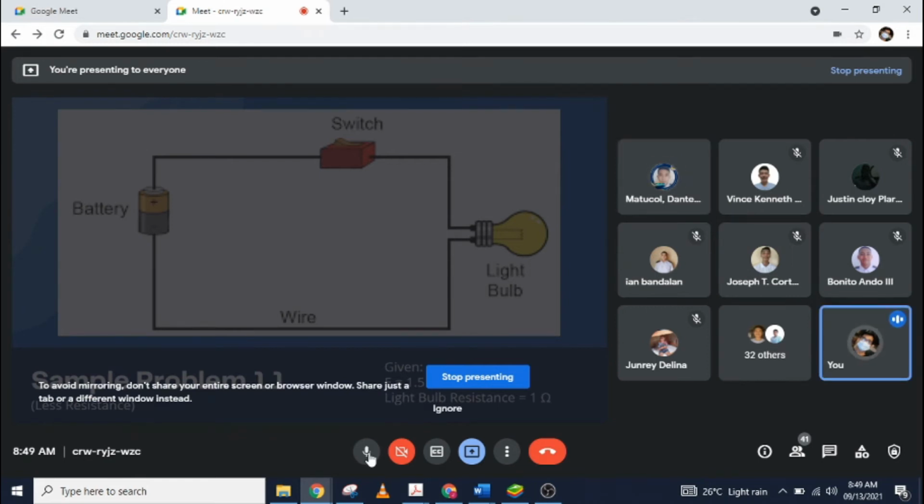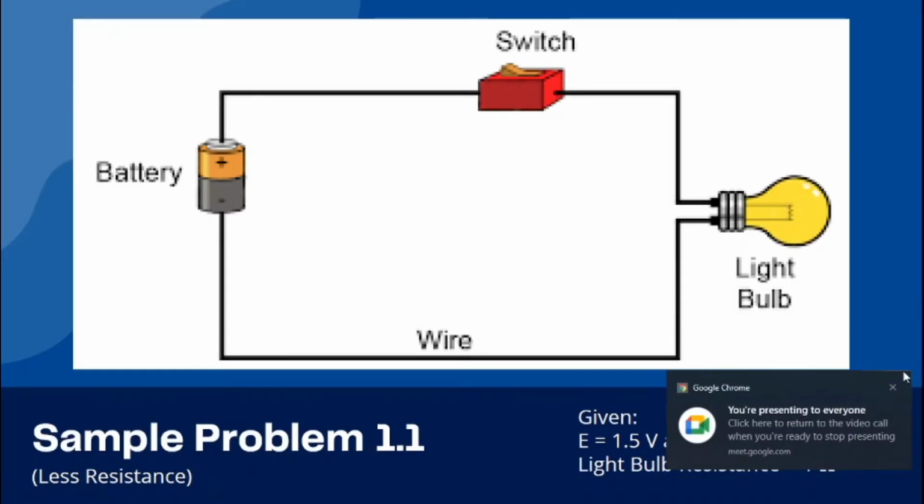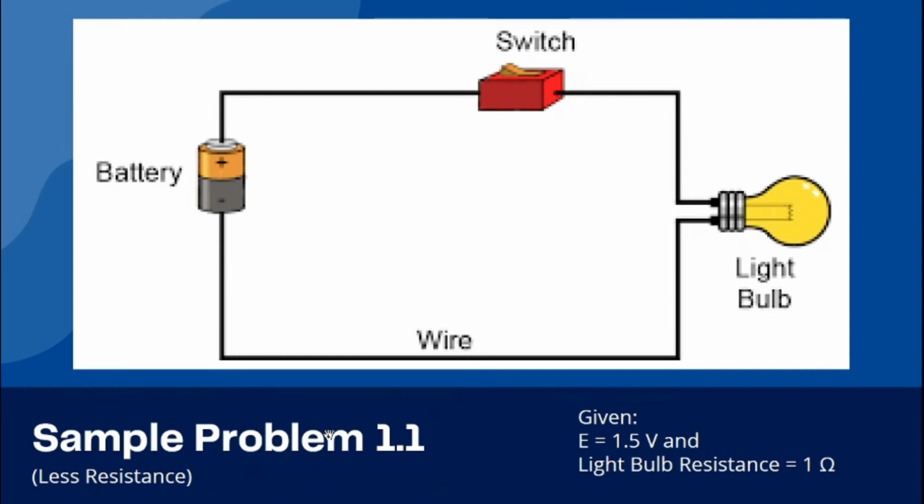Pila day ang current ganina? 50 milliamperes, sir. Karon, 1,500. So it increased. Okay, so that's our evidence. So thank you Matukol for that. So yun guys, no? That's a concept of electricity na kapag nag-decrease tayo ng resistance, our current actually increases. So thank you for participating on that activity. So that's for sample problem 1.1.